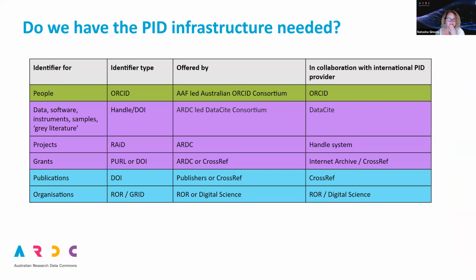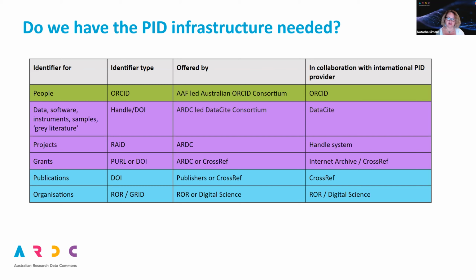So we also have asked, do we have the PID infrastructure needed? In the UK, there are those 5 priority PIDs. And we've looked at, well, if we invested in something similar, what actually do we have? So here's a little table that tells you what we have. We have the Australian ORCID Consortium. So we have people identifiers, pretty well covered here, actually. Most of our Australian universities are members of the ORCID Consortium. It's been a sector-wide approach here on ORCID from the start. And so we've got very good ORCID coverage.